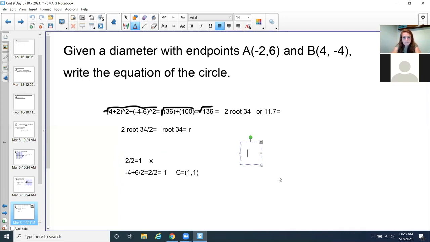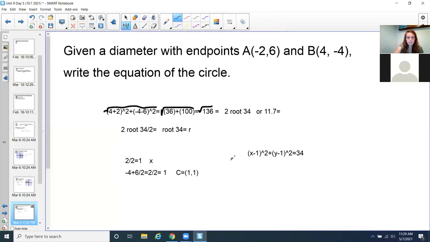Now that we know our center, the equation is x minus 1 squared plus y minus 1 squared equals the square root of 34 squared, which we know is just 34. So that is our equation.